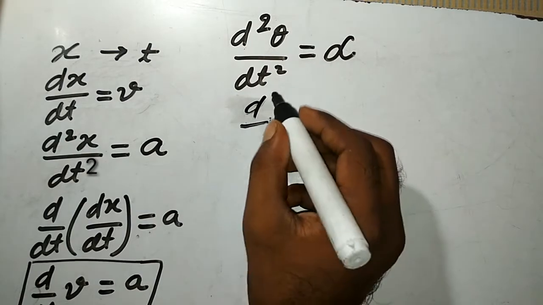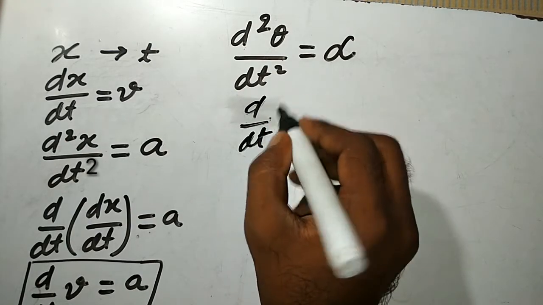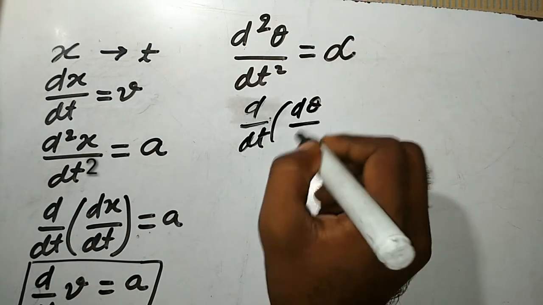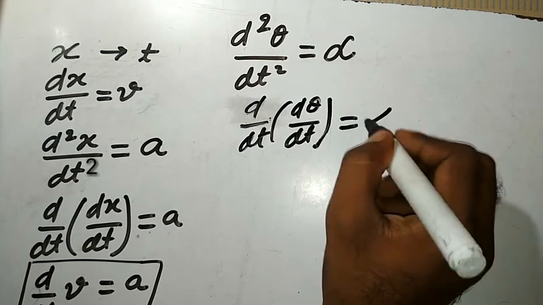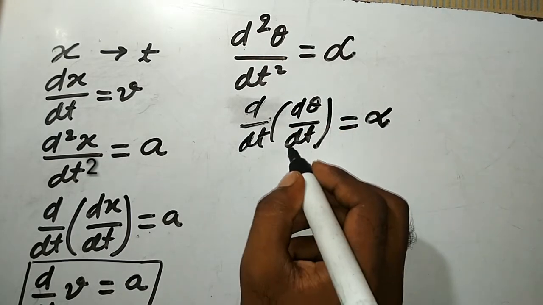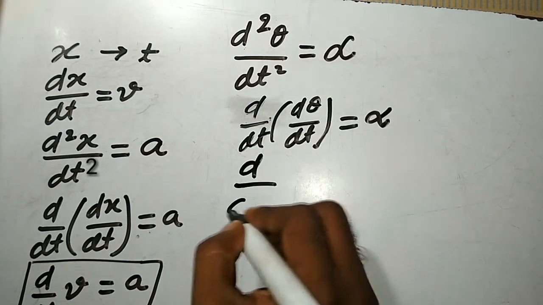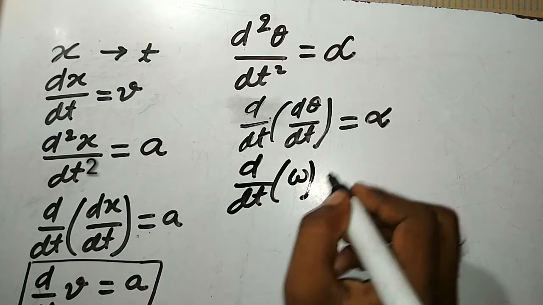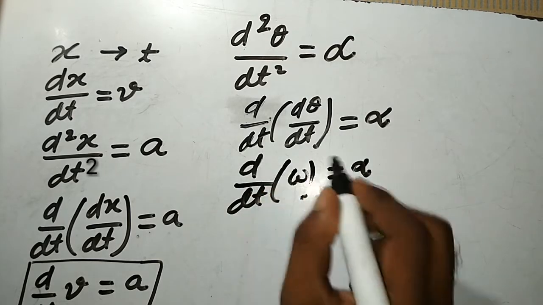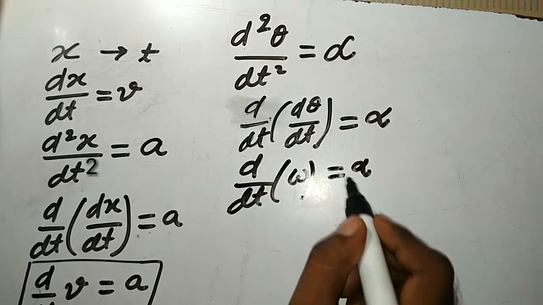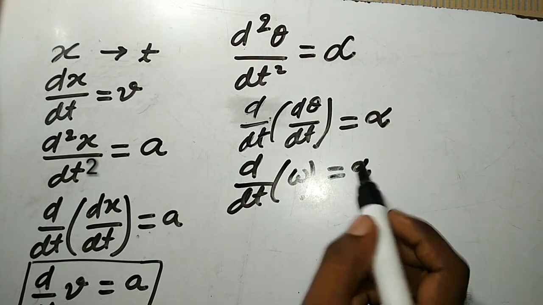So d by dt of d theta upon dt is equal to alpha, and in place of d theta by dt we can place the value omega, so d by dt of omega equals alpha, and it represents the rate of change of angular velocity with respect to time, and this is nothing but the angular acceleration alpha.